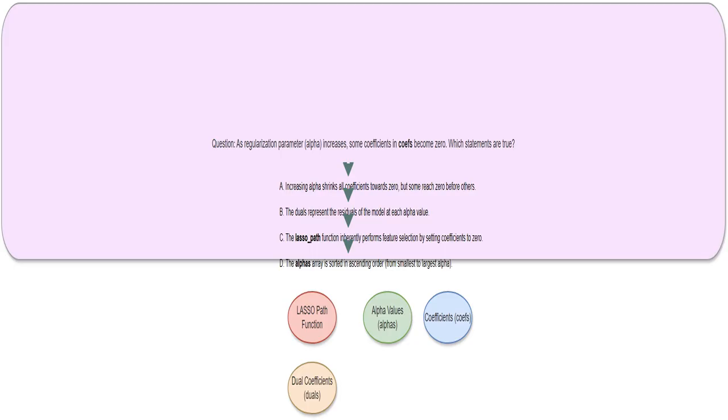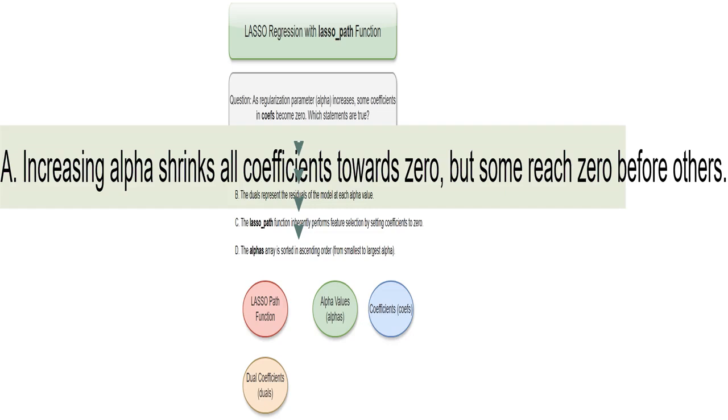This is the central question of the problem. It asks about the relationship between the regularization parameter ALPHA and how it influences the coefficients in a lasso regression model produced by the lassopath function. This statement is correct. Increasing ALPHA strengthens the regularization, shrinking all coefficients towards zero, but some will hit zero before others. It's like tightening a net. Some things fall out first.